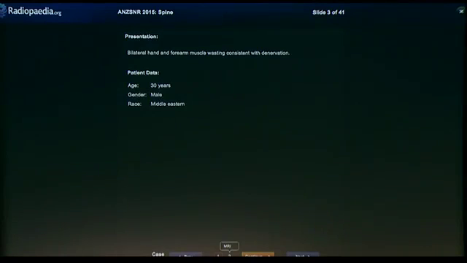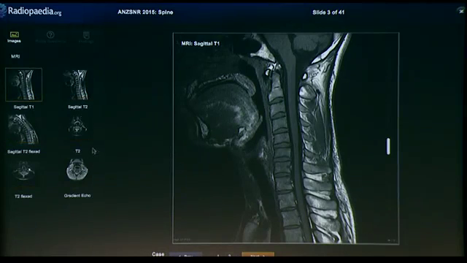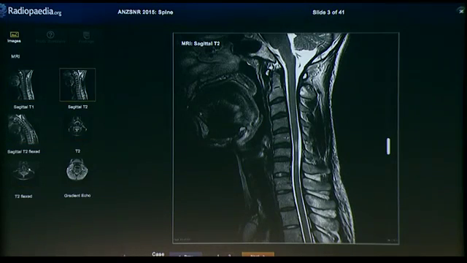So our first case is a 30-year-old male. He has bilateral hand and forearm wasting and weakness, and the clinician was worried about a denervation type of injury. So he came in for the routine non-contrast MR sequences, and the striking abnormality here is this quite pronounced atrophy in the lower cervical spine with associated T2 hyperintensity. There's importantly no disc disease or compressive lesion.